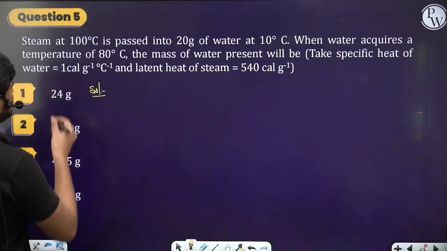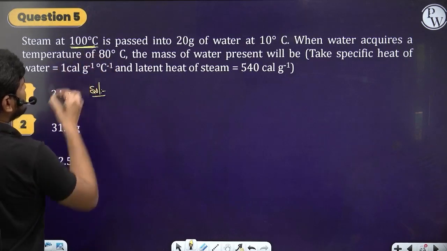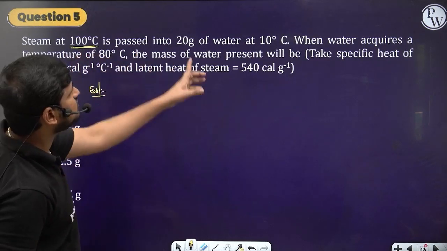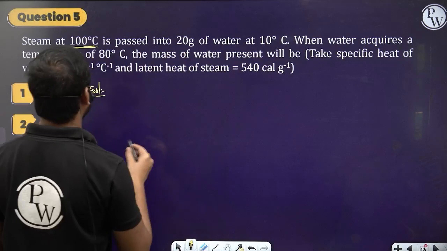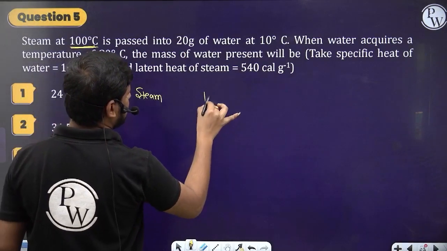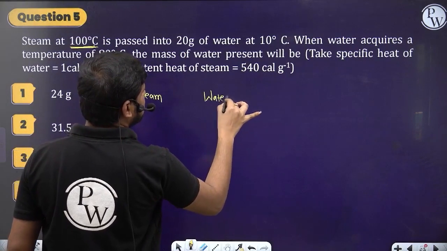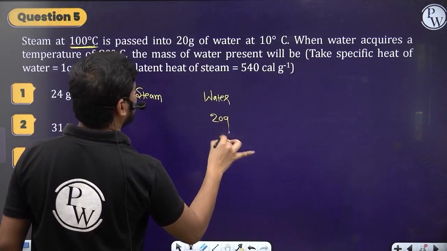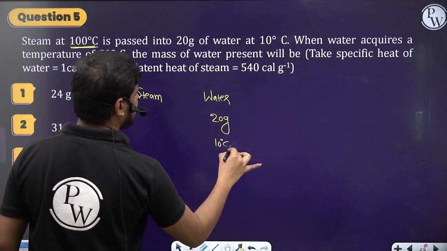So first try to understand the given question. Steam which is at 100 degrees centigrade is passed into 20 grams of water at 10 degrees centigrade. So first there is steam and water. Done. So water is of mass 20 grams, which is at temperature 10 degrees centigrade.